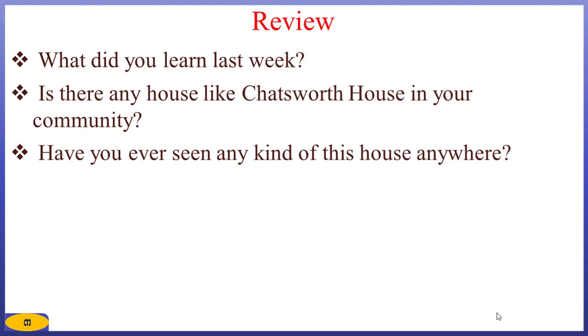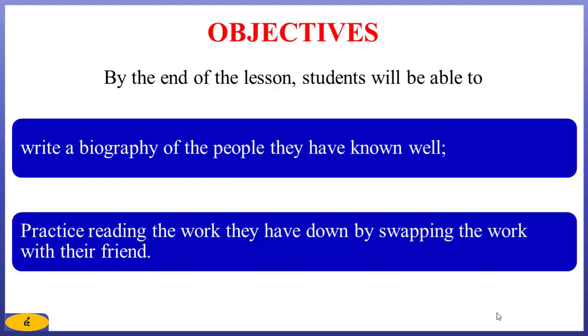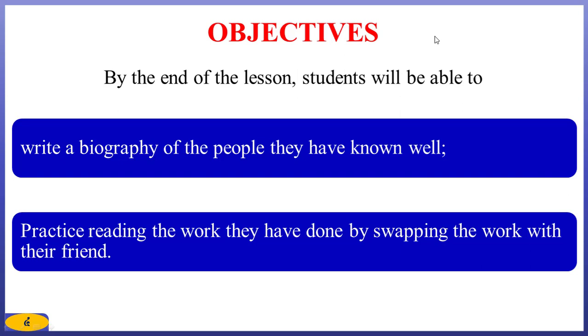Right now we can move to another point, the objective. So by the end of the lesson, students will be able to write a biography of the people they have known well. And another one is practice reading the work they have done by swapping the work with their friends. So now move to another point.